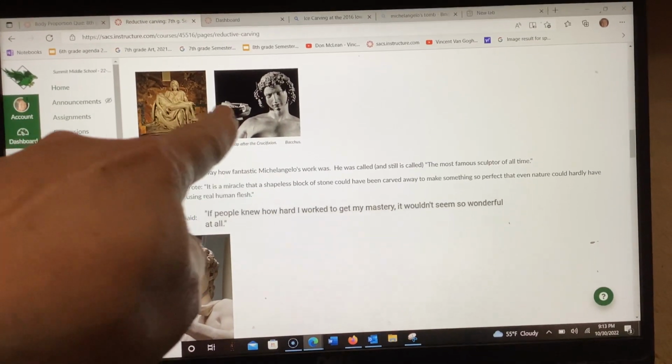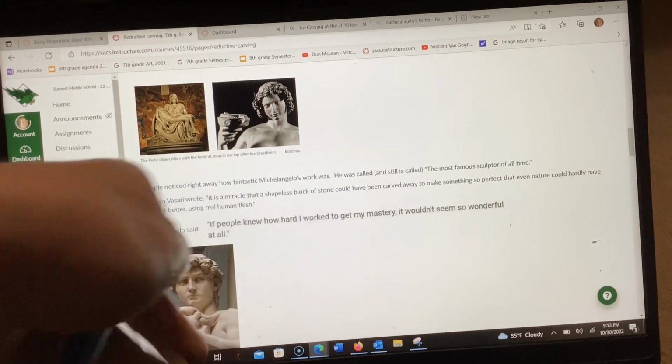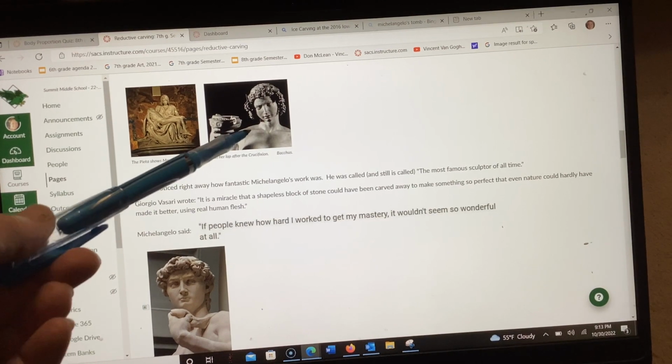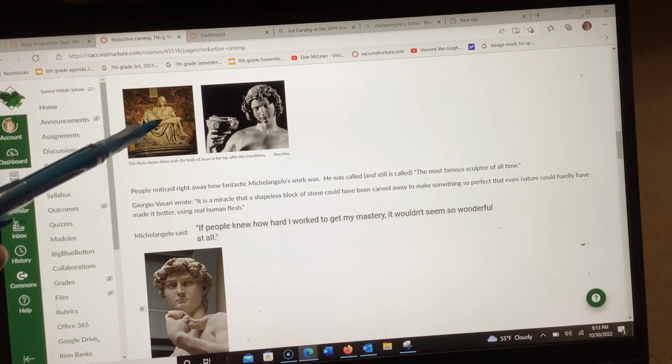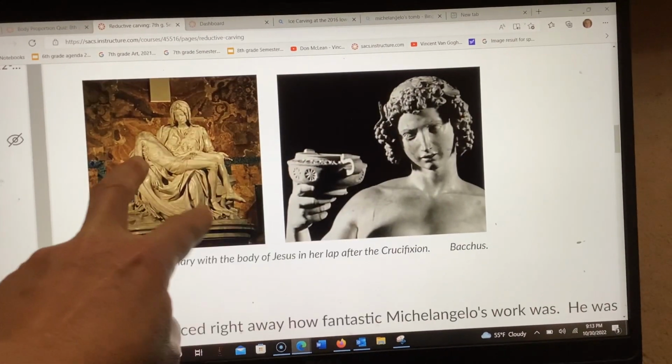So here are some of his early famous sculptures. This is called Bacchus. This is the Greek god, I believe, or Roman god. And this is the Pietà. The Pietà is crazy, crazy detailed.